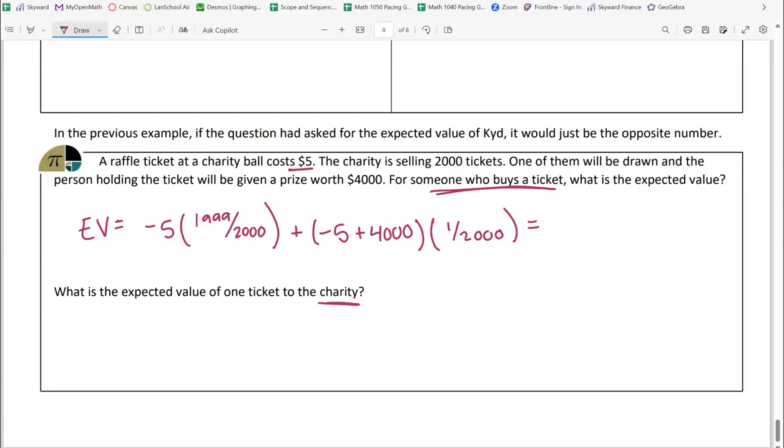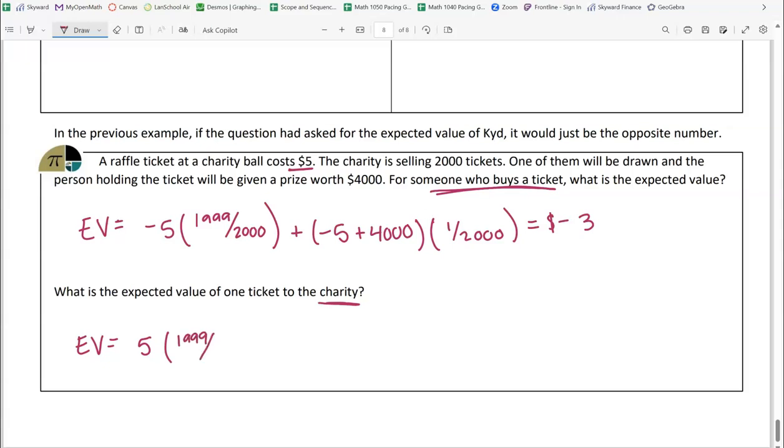Okay, I'm going a little quick because I know you guys are probably running short on time. Type that in your calculator, you get -$3. So basically, per ticket you buy, you're probably going to lose $3 on average. Okay, expected value of the ticket to the charity. So this is kind of thinking backwards. We're thinking, what is the charity going to gain? So for every ticket that is not won, right? Every ticket that does not win, they're going to get $5.